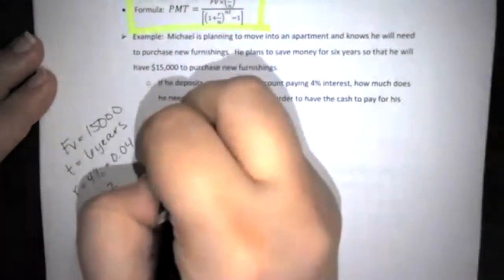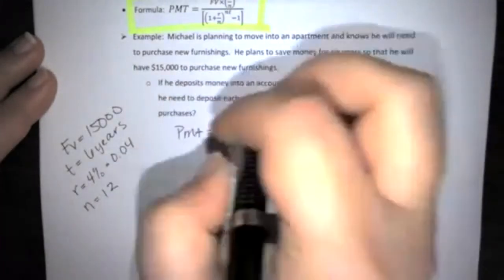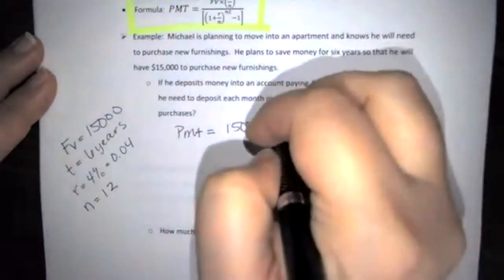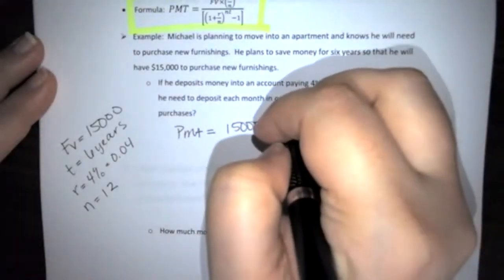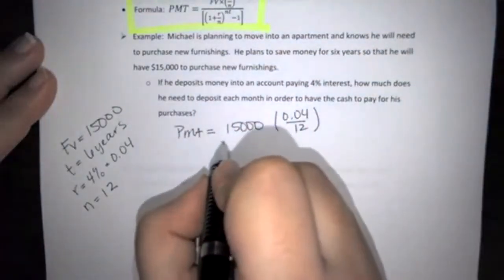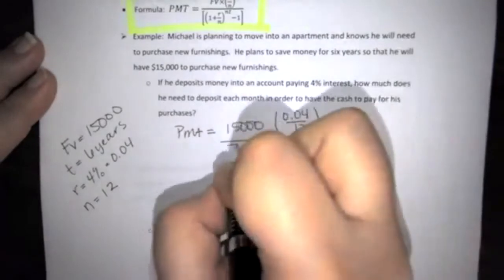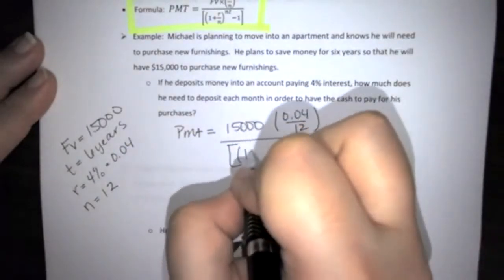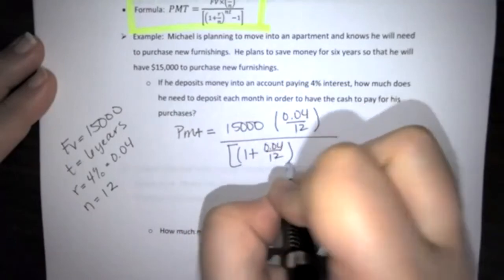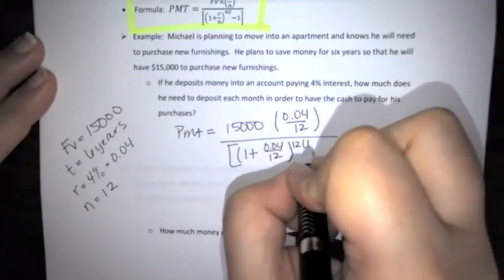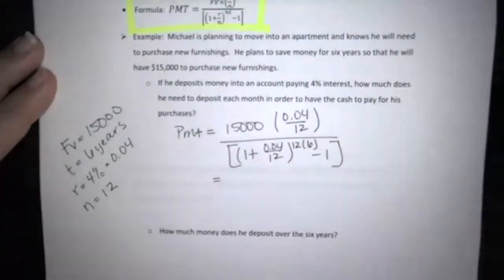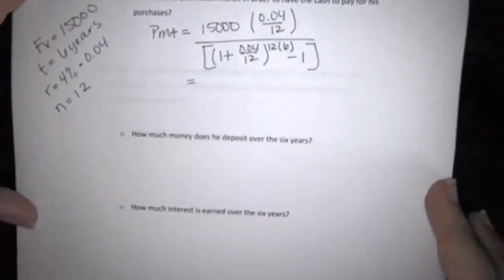So my payment is going to equal the $15,000 I want times 0.04 over 12. And then we're going to divide this by that whole mess of stuff. So 1 plus 0.04 over 12 raised to the 12 times 6 minus 1. So we need to find our payment. Okay.